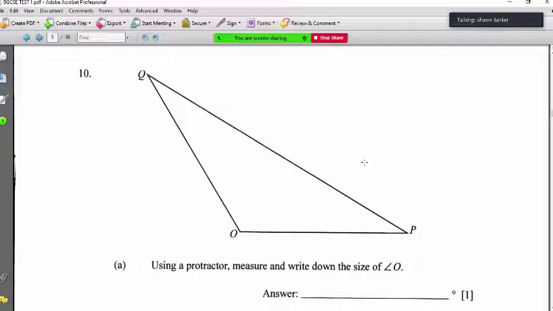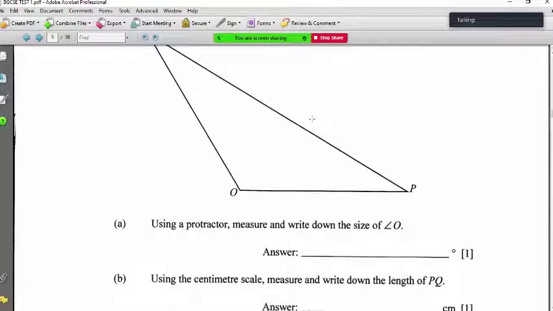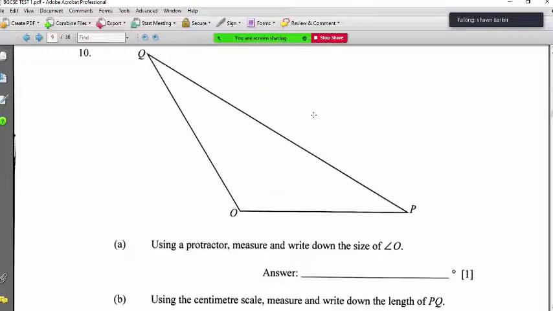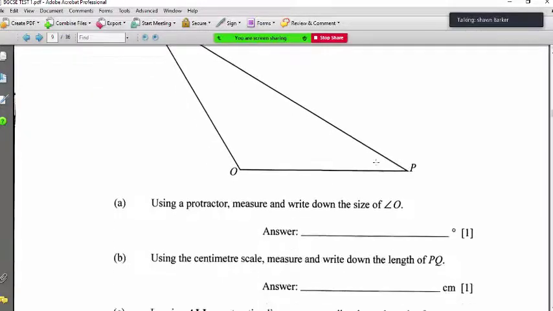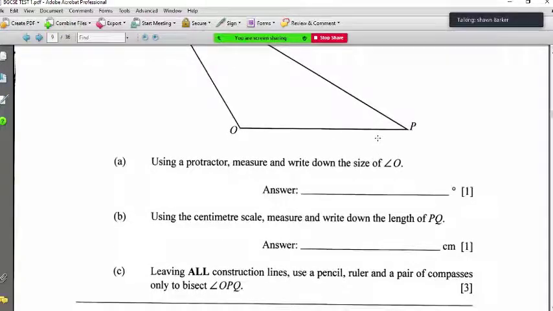And this one here, you're going to have to use a protractor to solve. You just line your protractor up right here to find the angle O, which would be this angle right here. That one you have to just do with a protractor and see what it is. And again, use your ruler for the length of PQ. You're going to have to measure PQ on the paper and then write your answer down.